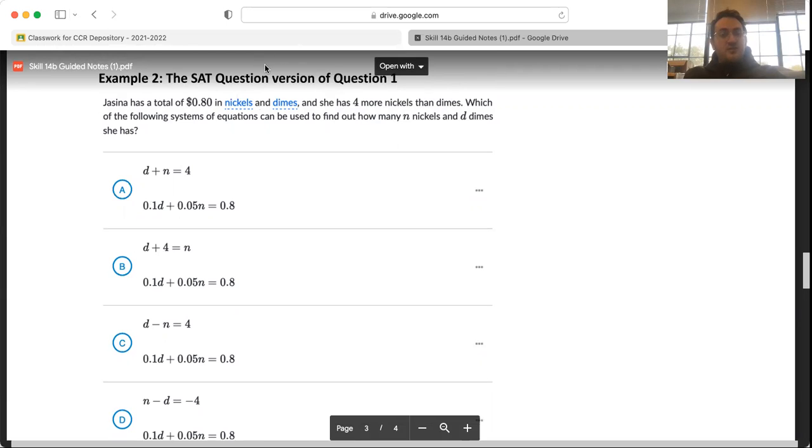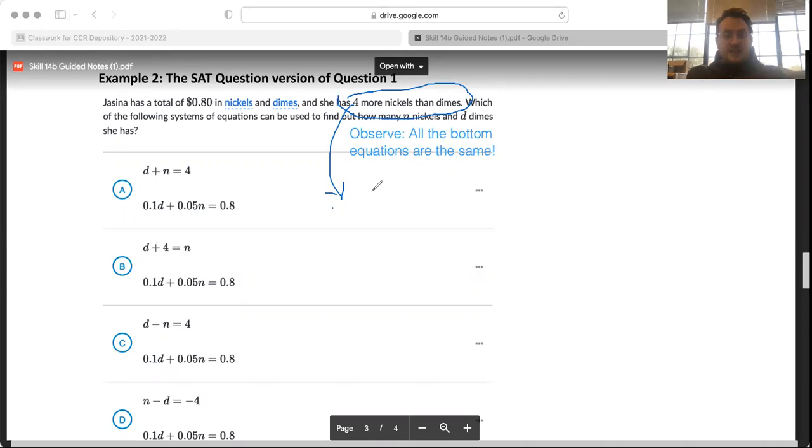One thing that we can observe is that the bottom equations are all the same. So that doesn't really help us, but we can look at this top equation. It does give us a hint here that she has 4 more nickels than dimes. So what that means is that D plus 4 equals N. So I have N equals D plus 4.